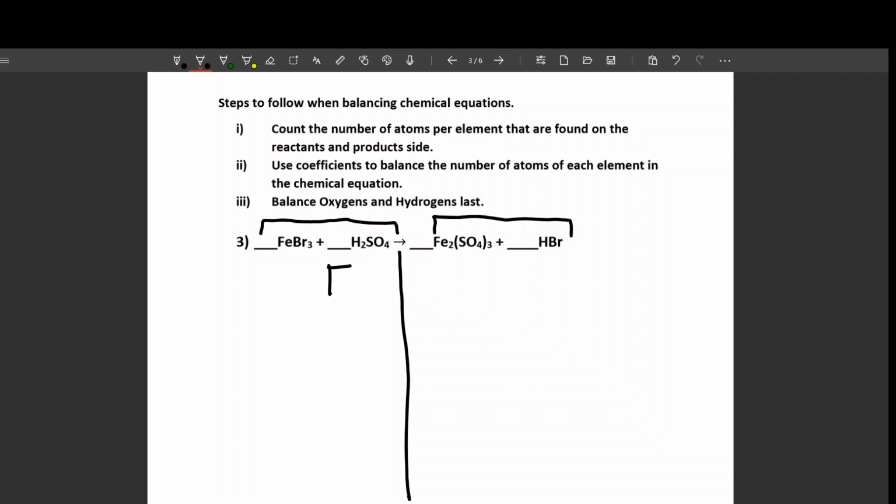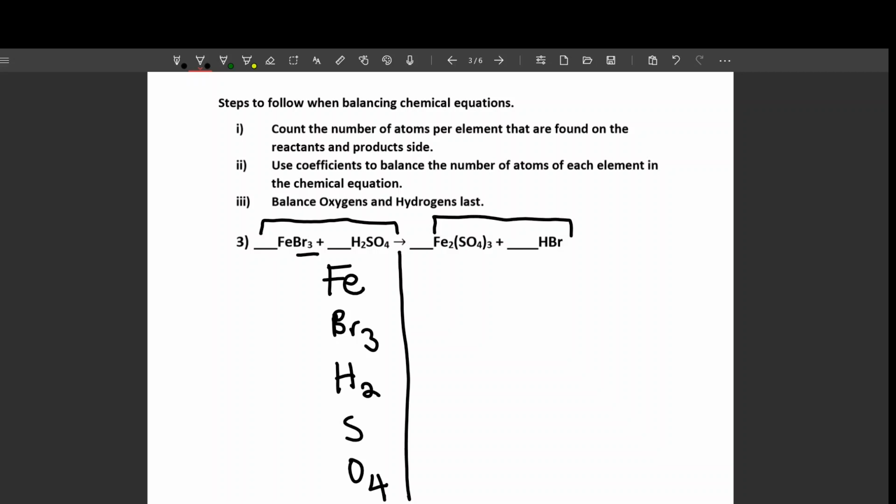So we have 1 iron, 3 bromines, 2 hydrogens, 1 sulfur, and 4 oxygens on the reactant side. Now let's look at the product side.